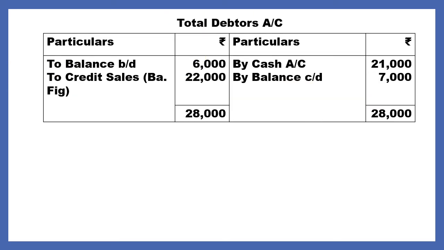Next, total debtors account. Opening balance they have mentioned, to balance brought down 6,000. By cash account received from debtors 21,000. Closing balance also they have mentioned 7,000. Total comes to 28,000 and balancing figure credit sales 22,000. So in this problem, credit sales as well as cash sales are to be calculated, totaled and combined together and recorded under trading account.